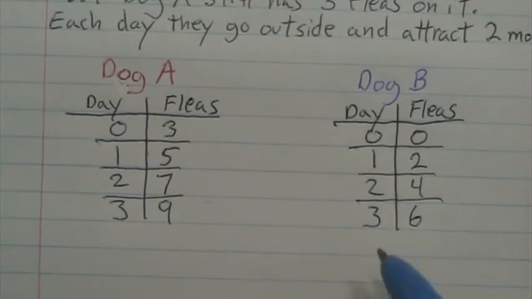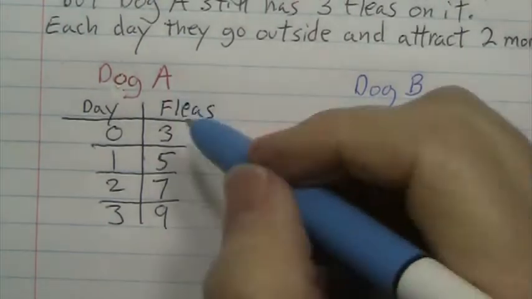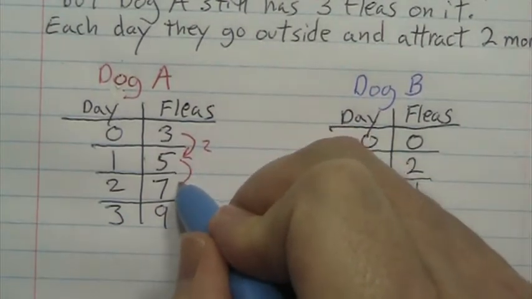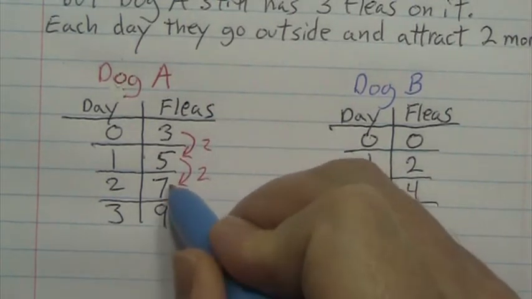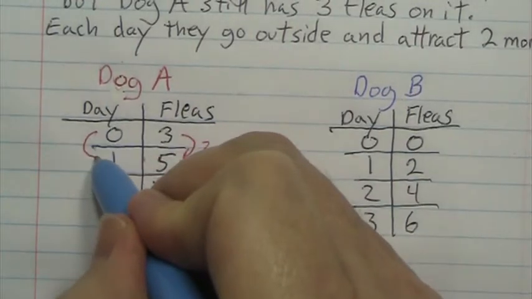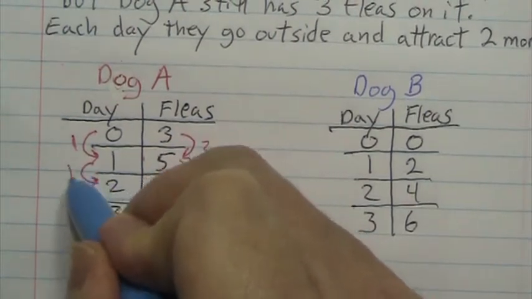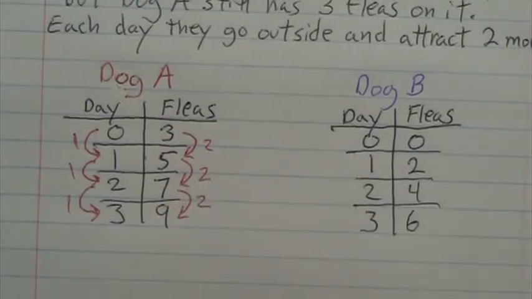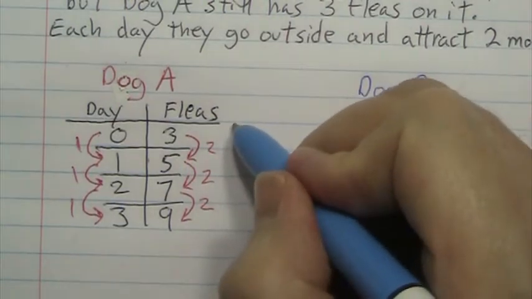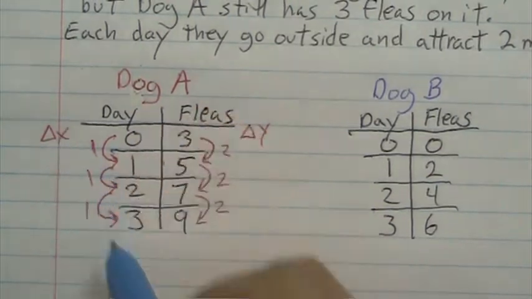All right, so now what we're going to do is find the rate of change. The rate of change. So let's see. To go from 3 to 5, it got 2 more fleas. Here, 2 more. Here, from 7 to 9, it went up by 2. Over on the days, 0 to 1, the change is 1. From 1 to 2, it's 1. 2 to 3, it's 1. All right. And so fleas, this would be your y-axis. Right? This would be the change of y, and over here, this is the change of x.